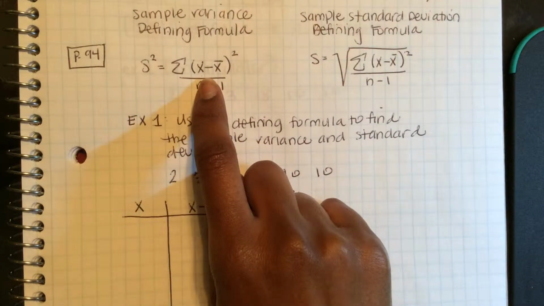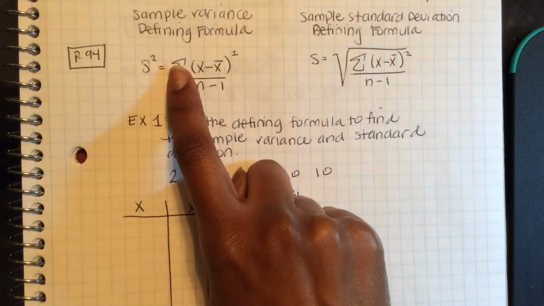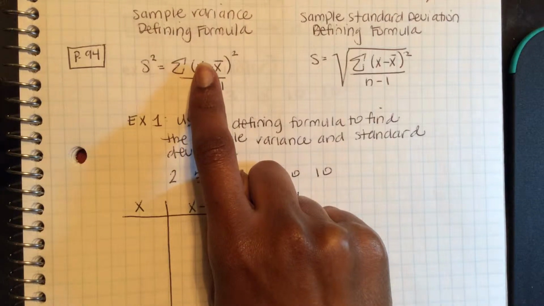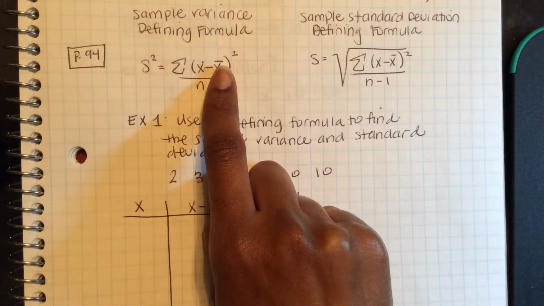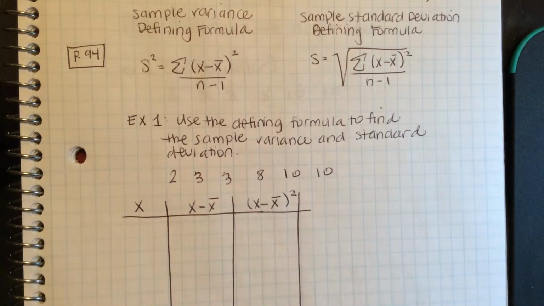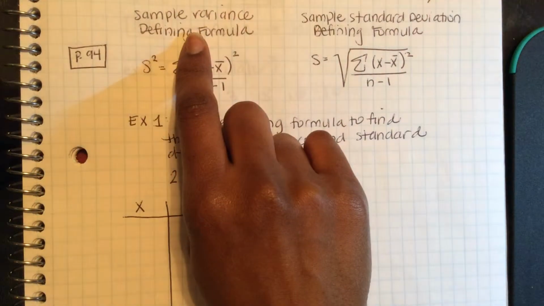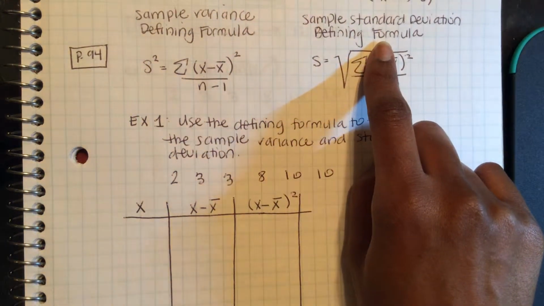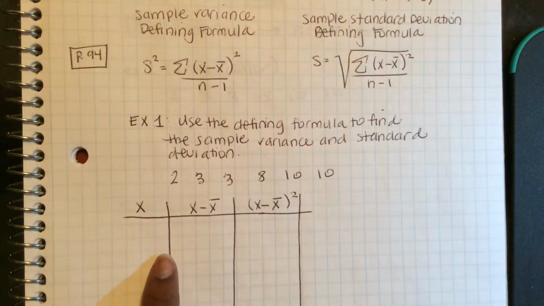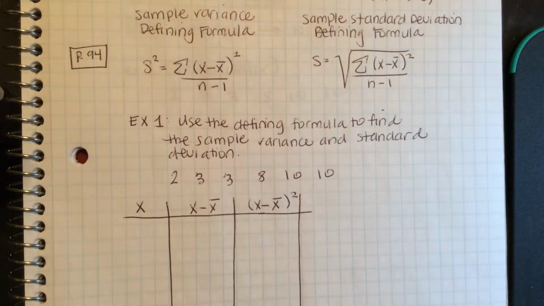So the best way to find the sum of the differences between the x values and the mean is to set up a table to break down this formula. Anytime you're asked to find the sample variance or standard deviation by hand, you will need to break down the formula in the way I'm doing below.